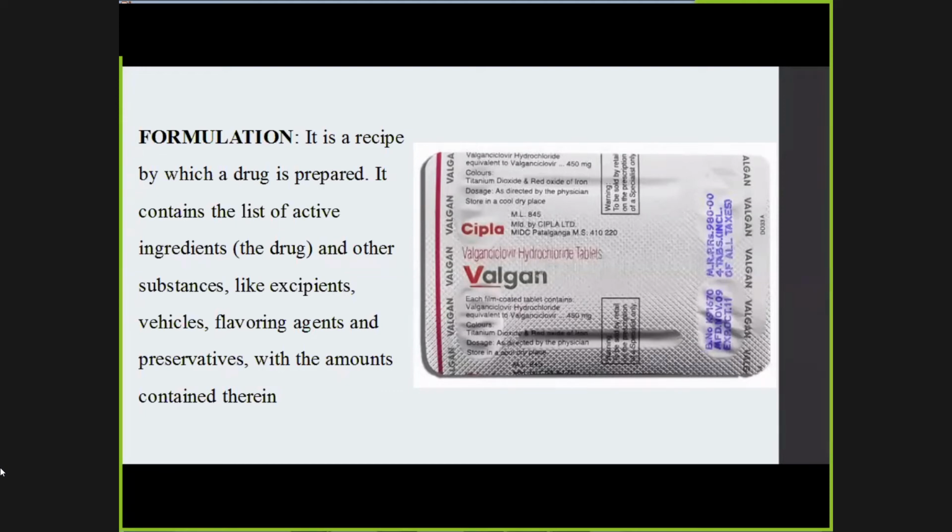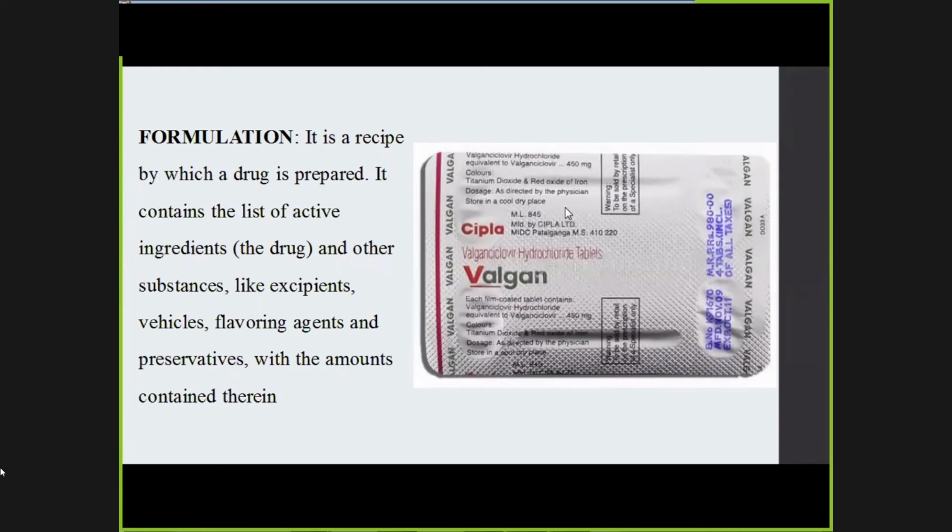It contains a list of active ingredients. So the main drug, the active ingredient, is there along with the excipients. Excipients are some inactive ingredients which help in maintaining such a formulation. Some vehicles, flavoring agents or coloring agents along with preservatives.